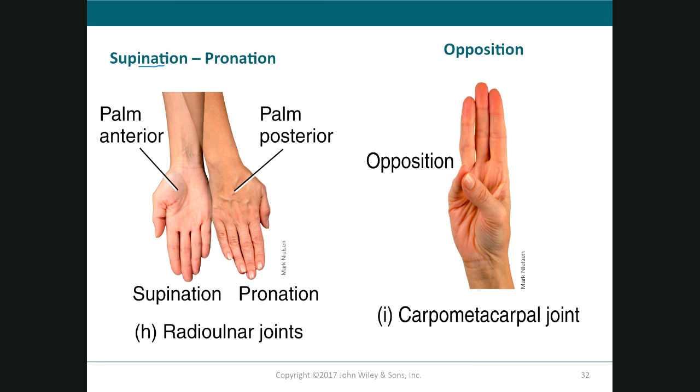Supination and pronation. So supination, the palm is anterior, and pronation, the palm is posterior. Opposition, when we're looking at the fingers, it's the first and fifth digit that connect. I'm sorry, I think in the past I said this wrong. So opposition is the first and the fifth. The carpometacarpal joint is opposition.